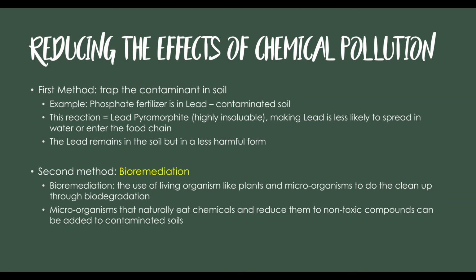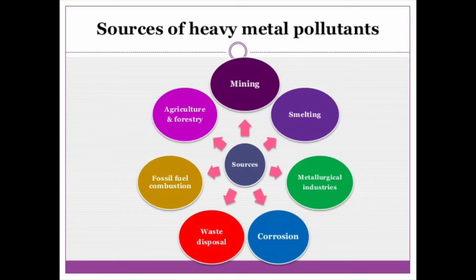Reducing the effects of chemical pollution. The first method is to trap the contaminant in soil. For example, phosphate fertilizer is added to lead-contaminated soil. This reaction produces lead pyromorphite, which is highly insoluble, which means it's not dissolvable, meaning it is less likely to spread in water and enter the food chain. The lead remains in the soil, but in a less harmful form.